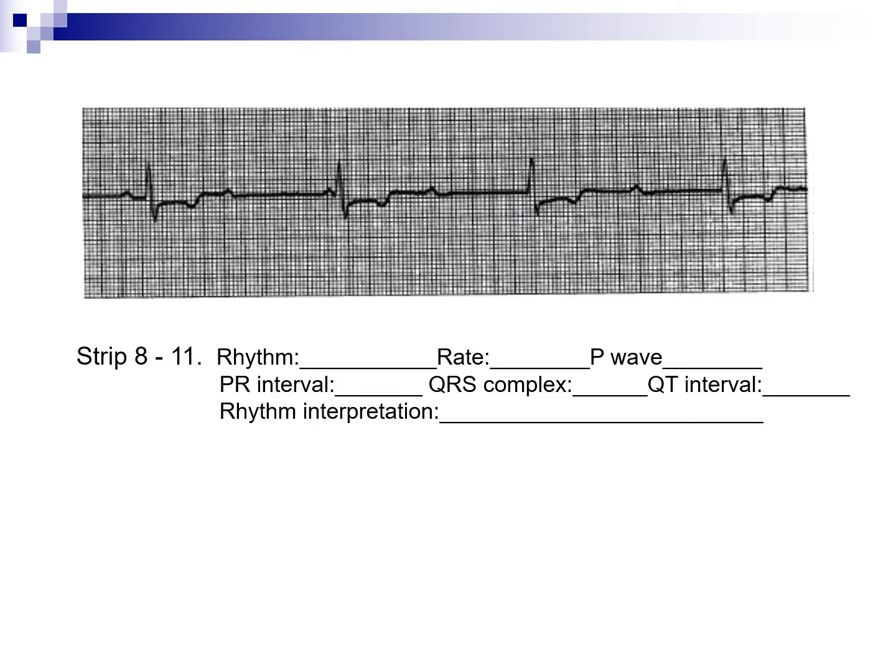In 811, your R to R is regular. You have your atrial rate and you have a ventricular rate. If you were to figure out your atrial rate, that would be 60. Your ventricular rate would be 33. You do have P waves.